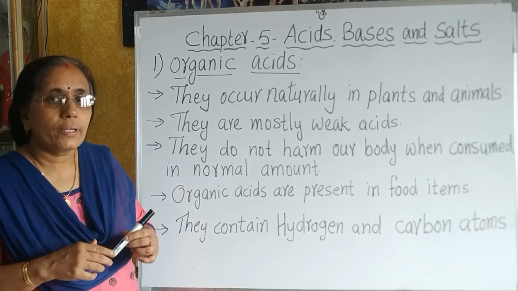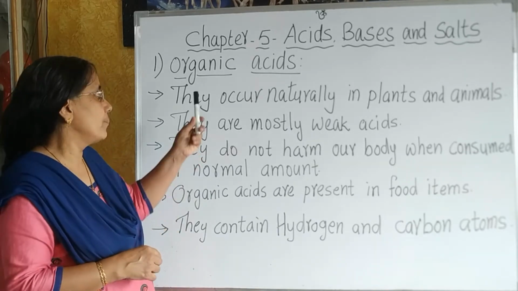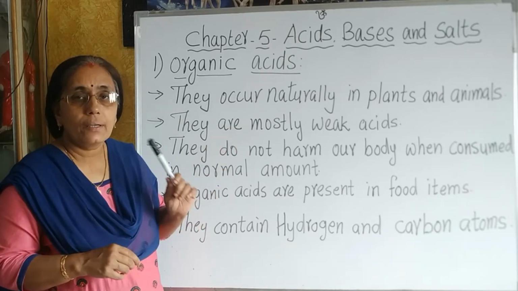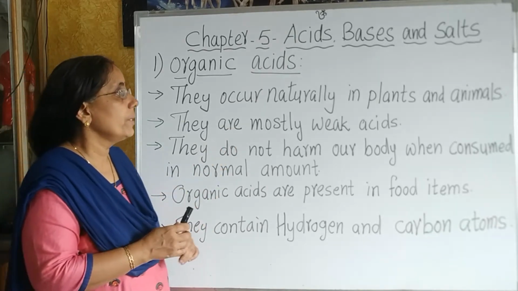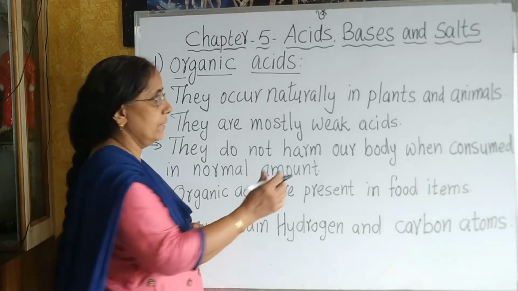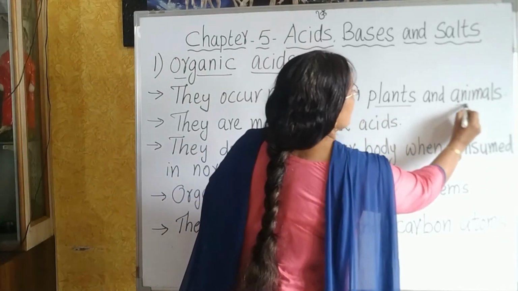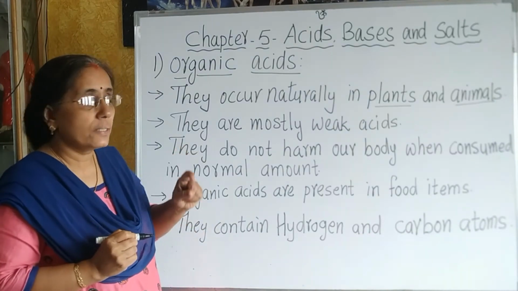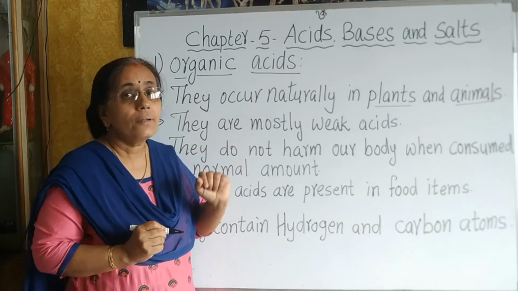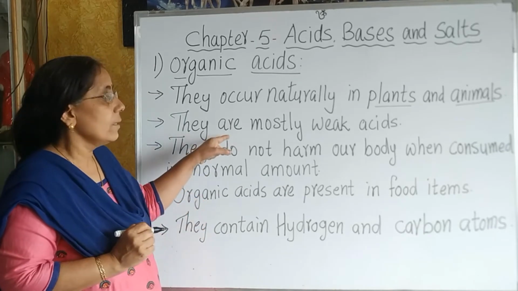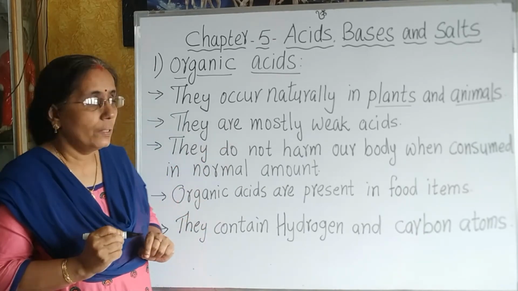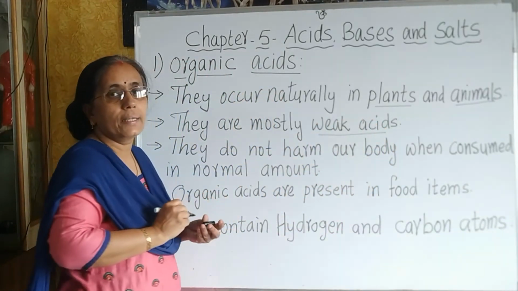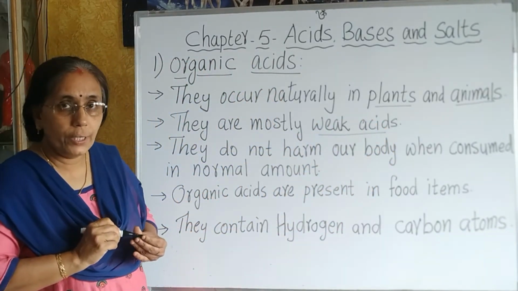Now, let us see what are organic acids. Organic acids are naturally occurring acids. They are found in plants and animals. So, what is the source of organic acids? The organic acids are found in plants and animals. They are mostly weak acids. So, one of the important properties of organic acids is that they are weak acids.